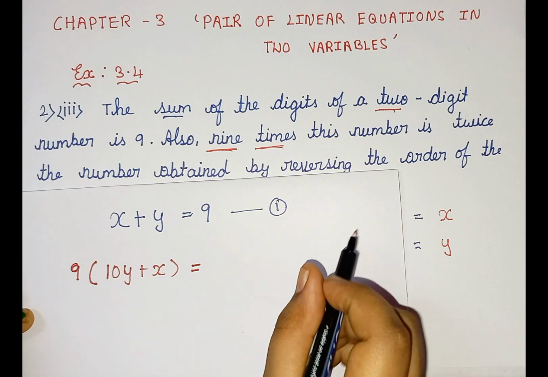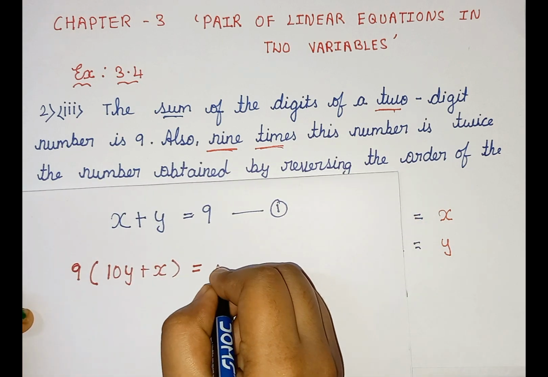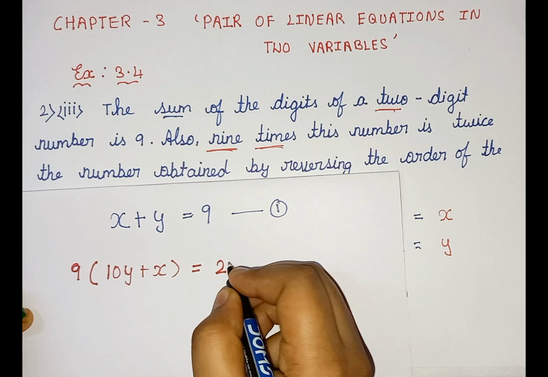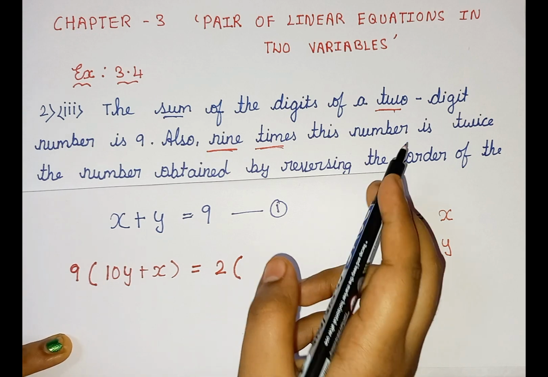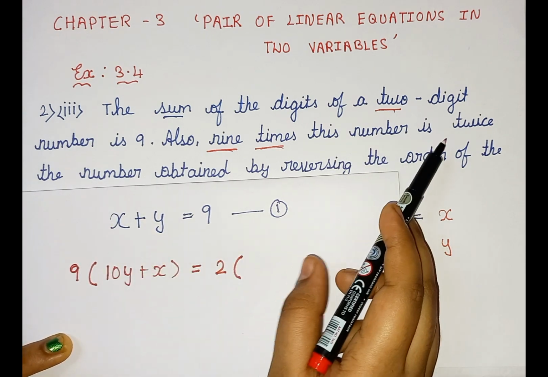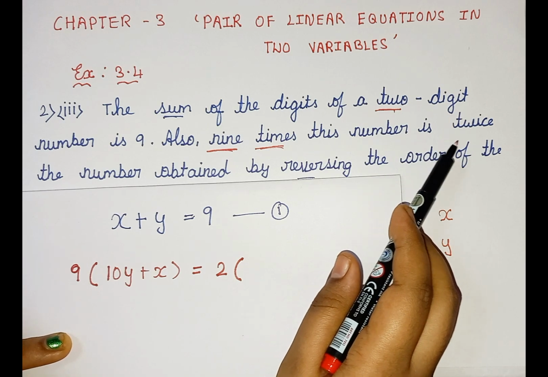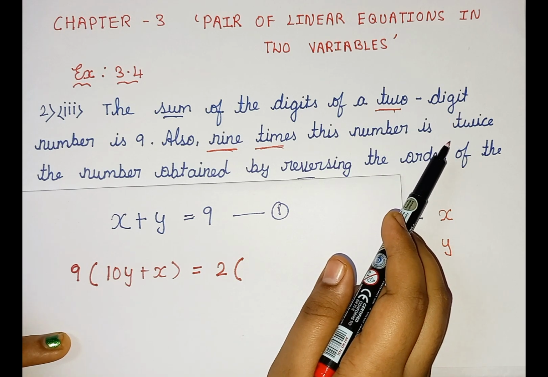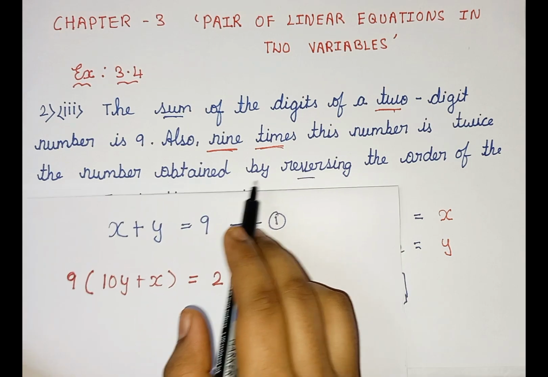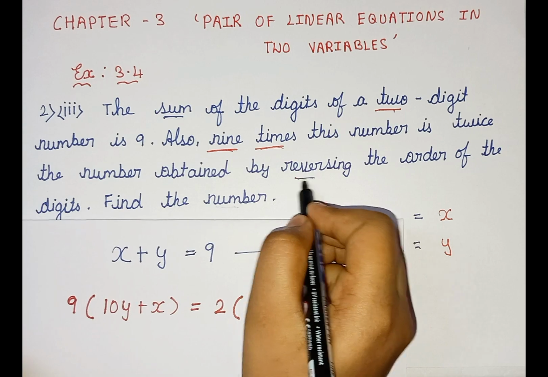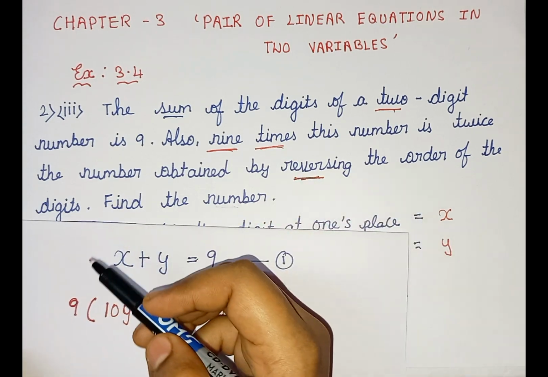Is equal to twice the number. Twice the number means 2 times the number. So bracket. So twice means 2. So twice the number means 2 times. Whenever you get a word like twice, try to multiply it. So twice means 2 times the number obtained by reversing. Here we have an important phrase, by reversing the order of the digits.